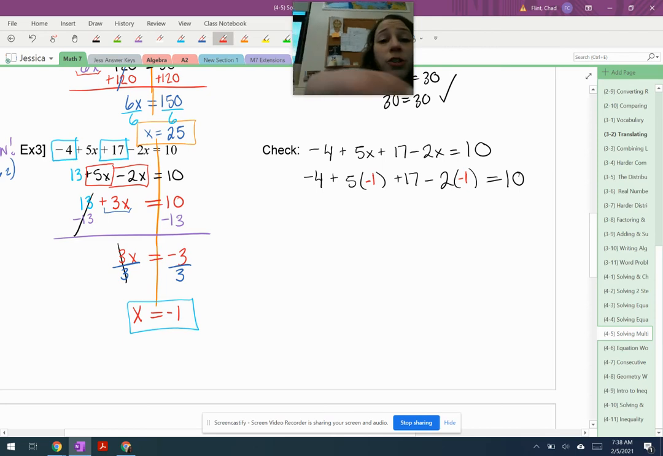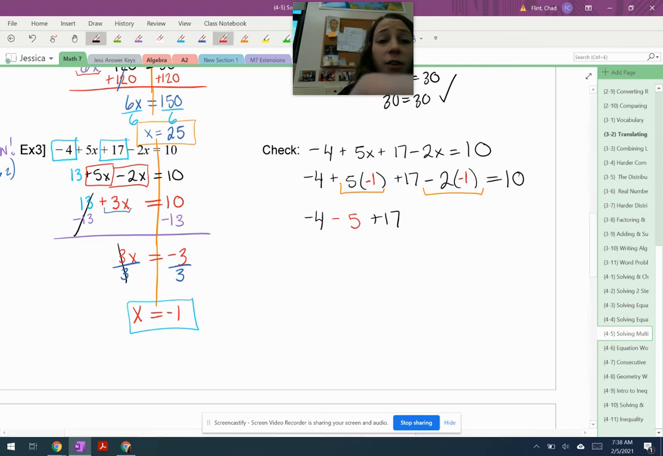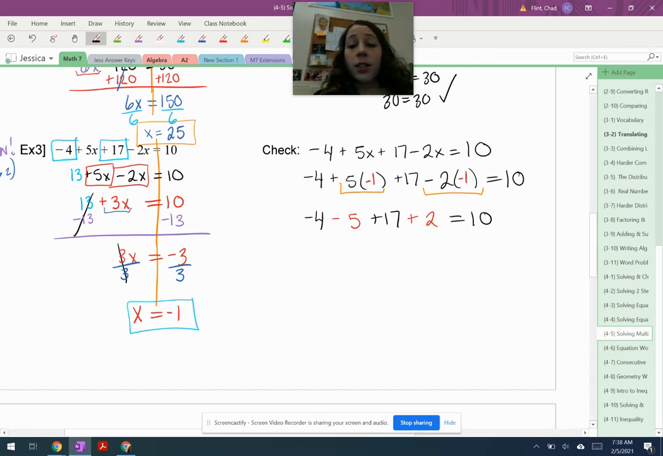And then order of operations. Multiplication comes first, so I'm going to do that multiplication. -4 carries down. 5 times -1 is a -5. Plus 17 carries down. -2 times -1 is a +2. And then carry down my 10. All right, so now all I have left is addition and subtraction, and so we just work our way from left to right as we were to read.